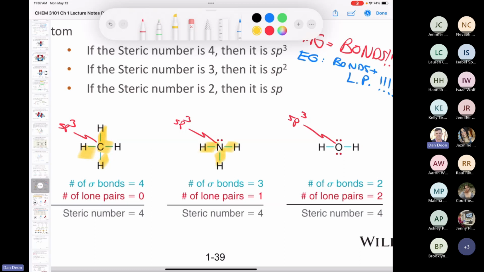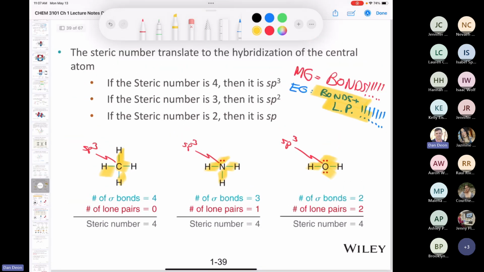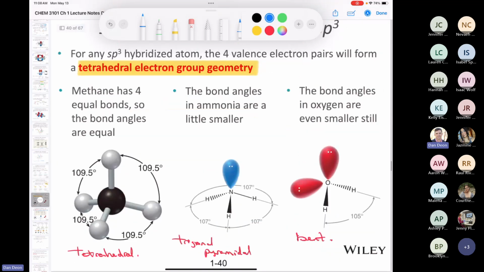Ammonia has 1, 2, 3 bonds and 1 lone pair. 3 plus 1 is 4. It's got a tetrahedral electron geometry. And the oxygen in water has 2 bonds, 2 lone pairs. Electron geometry considers bonds and lone pairs both. So these all have a tetrahedral electron geometry. Do they have the same molecular geometry? No, because the carbon here has 4 bonds, the nitrogen here has 3 bonds, and the oxygen here has 2 bonds. And this is why they all have different molecular geometries.